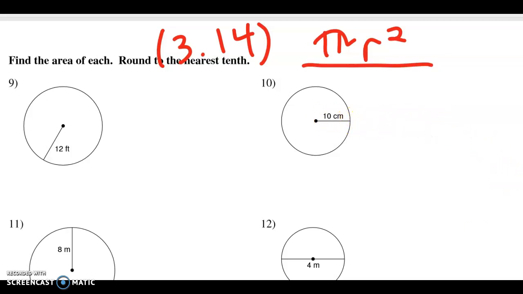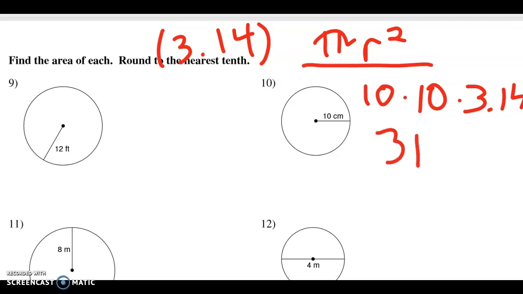So to solve this, we're going to take 10 and multiply it times itself, and then multiply it by pi, which is 3.14. All right. You guys can use a calculator. I know in my head that 10 times 10 is 100. So it's going to be 100 times 3.14, which gives me 314 centimeters. And because I squared my radius, I have to square my answer. So it's 314 centimeters squared.